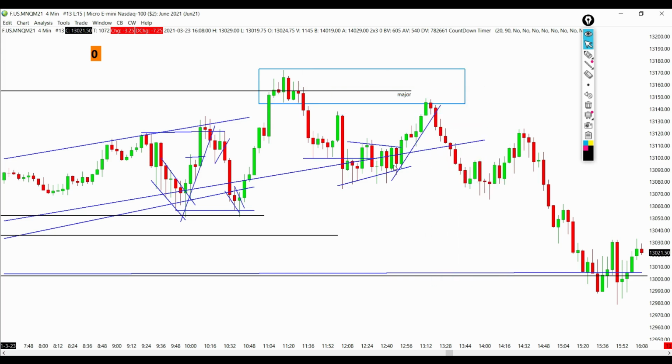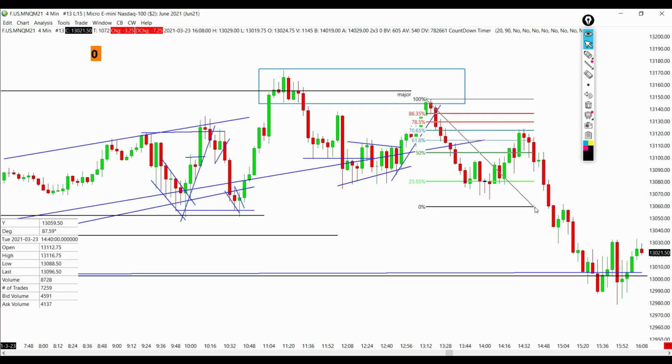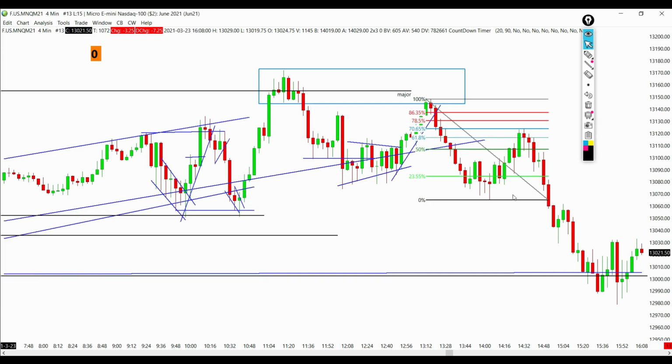You can use the fibs. Me personally, I like to use structure. So if it comes back to a certain spot of the structure, you can use it right here. Notice how we have this swing right here. Let's see. This one right here came to that 61.8, and also it touched that 70.65. Okay, and then it went down.